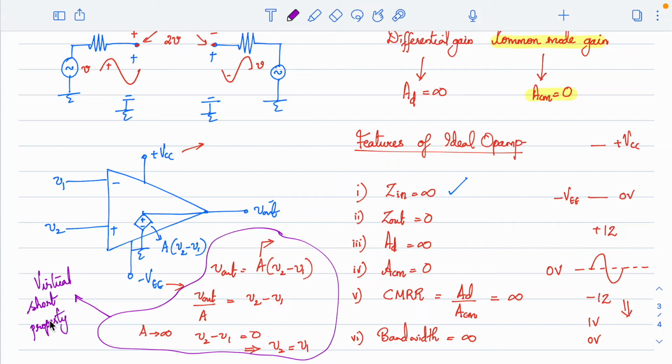Alright, we'll come back to this virtual short property again. From this discussion, just keep in mind that when the differential gain is very high, both the input terminals will be at the same potential. Now, let me also quickly discuss differential and common mode signals.